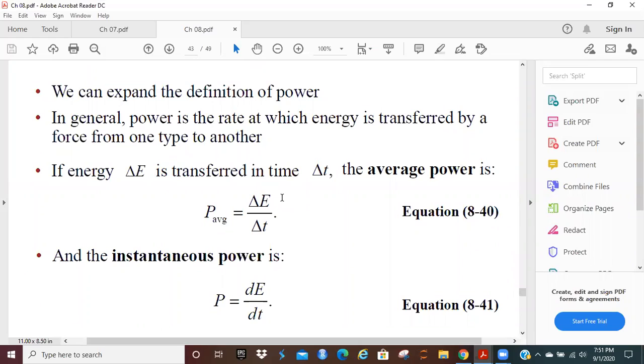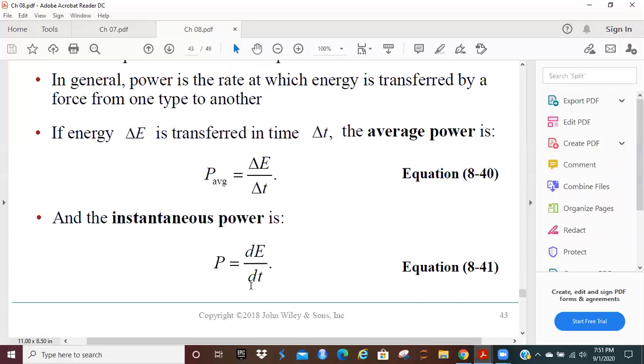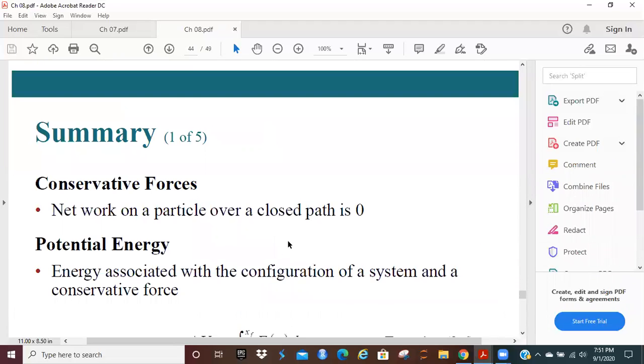Since work is defined in terms of energy, if we want to expand the definition of power, we can say not only is the work divided by the time going to be considered power, we're going to consider the change in energy with respect to time. We're going to call that power. And again, here we also have instantaneous power as being the instantaneous change in energy with respect to time.